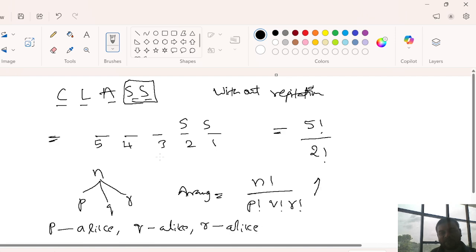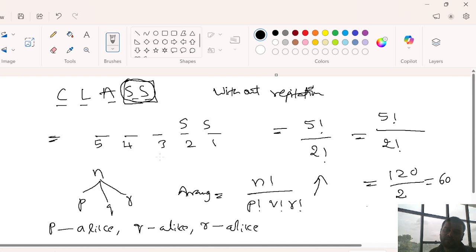By following this property, the arrangement of the word CLASS will have 5 factorial, that is n factorial, since there are 5 letters. From there, two S's are alike, so we divide by 2 factorial. We know 5 factorial is 120 and 2 factorial is 2, so we get 60 arrangements of the word CLASS. I hope you understood this problem.